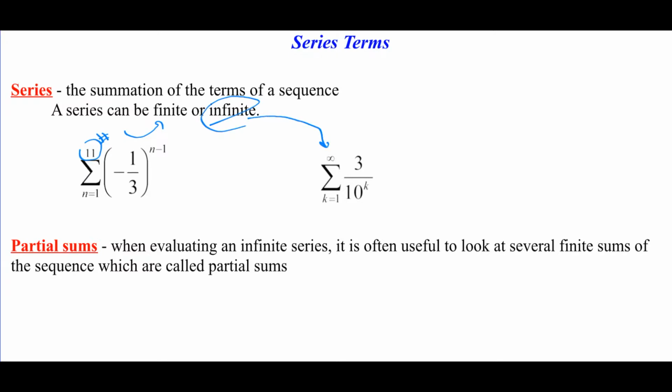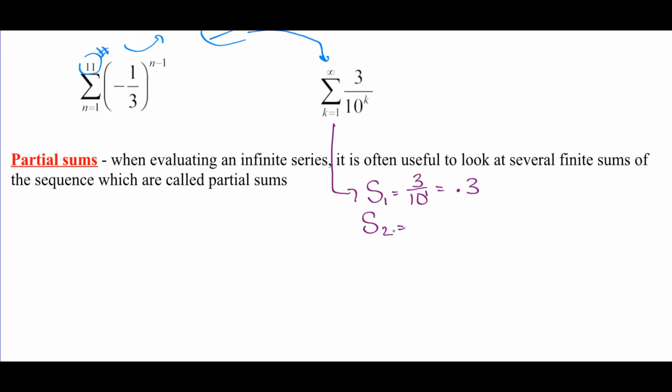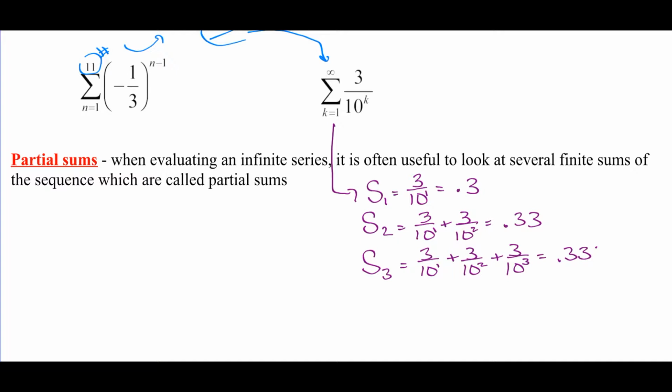When we're calculating an infinite summation, what we usually do is find the partial sums. So I would look for patterns there. If I was trying to find this infinite summation, I would find the first partial sum, which would just be 3 over 10 to the first power, or 0.3. The second partial sum would be 3 over 10 to the first plus 3 over 10 to the second, which would be 0.33. The third partial sum would be 3 over 10 to the first, plus 3 over 10 to the second, plus 3 over 10 to the third, which would give us 0.333.